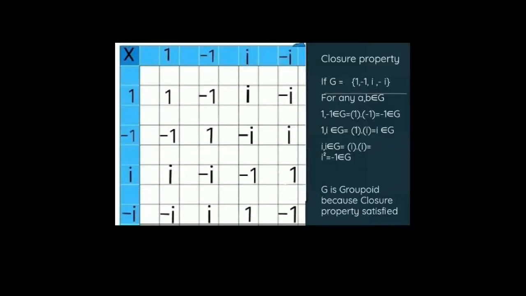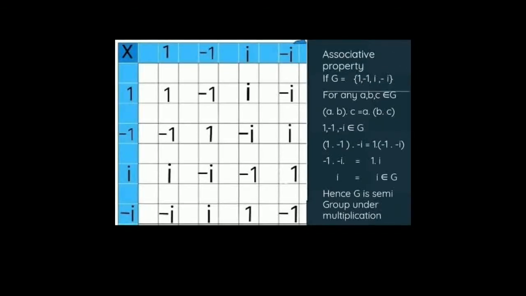The first property is the closure property. In closure property, every two elements in the set G multiplied with each other give a unique answer that also belongs to the set G. Whether you multiply real numbers or complex numbers, the unique result belongs to the set G. And if an algebraic structure satisfies the closure property, then G is said to be a groupoid.